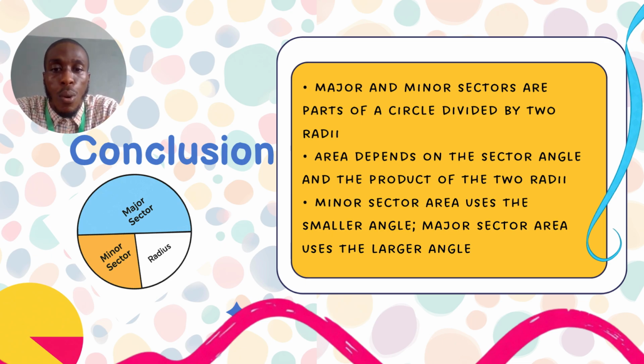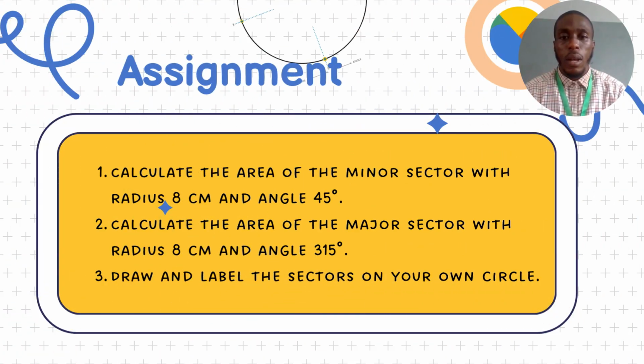But before we go, let's move to our assignment. The assignment is to calculate the area of the minor sector with radius 8 centimeters and an angle of 45 degrees. The second question is to calculate the area of the major sector with radius 8 centimeters and an angle of 315 degrees. Finally, draw and label sectors of your own. You have to draw your own, not mine.